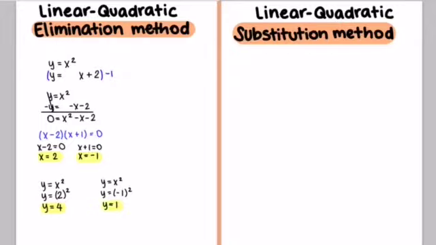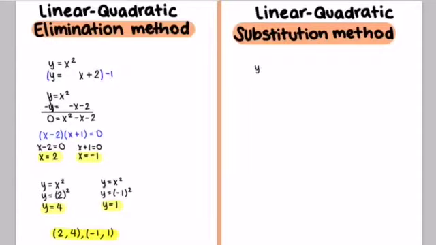Now remember that these equations make a graph, so you need to get the coordinates (2, 4) and (minus 1, 1). Now we're going to try a linear quadratic equation by the substitution method.